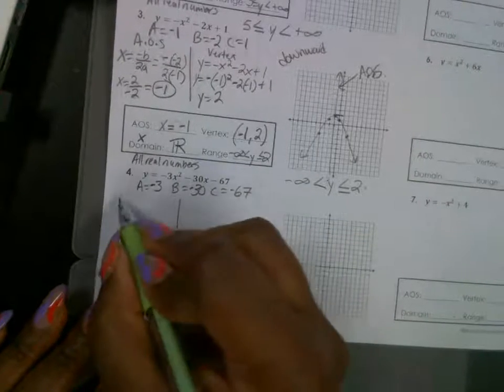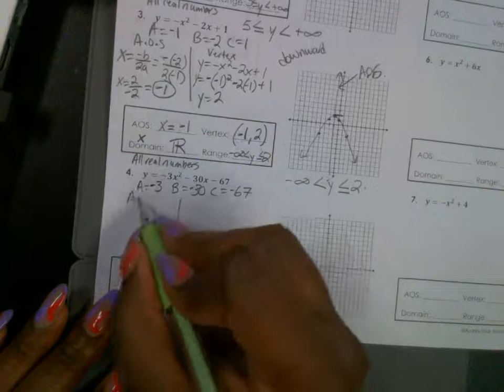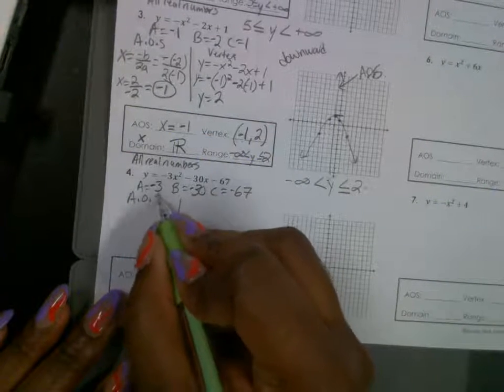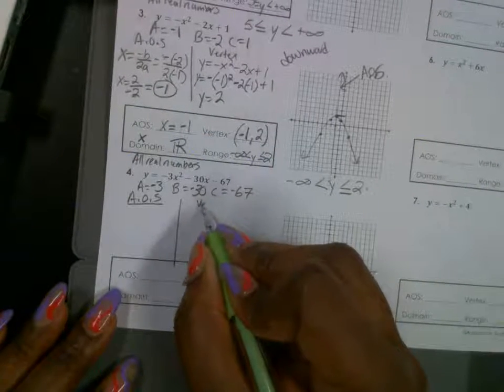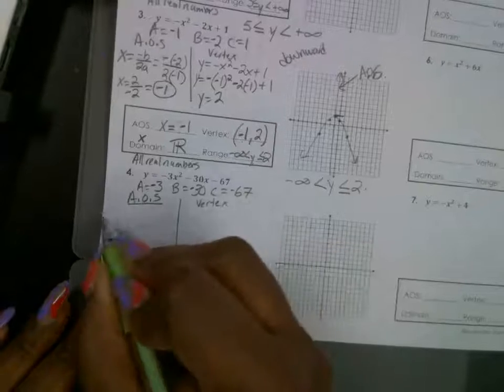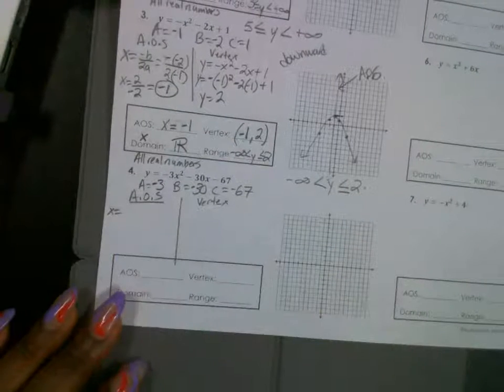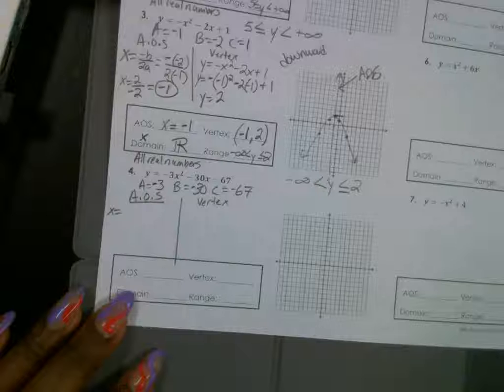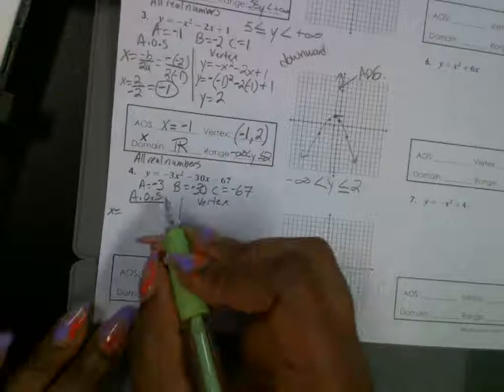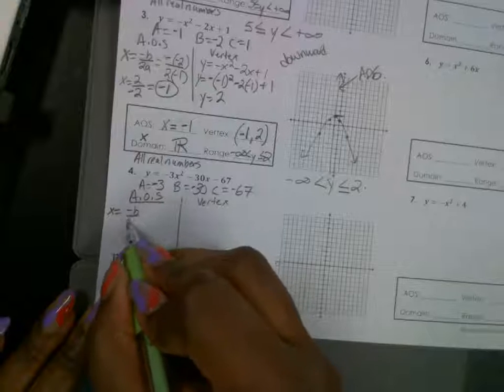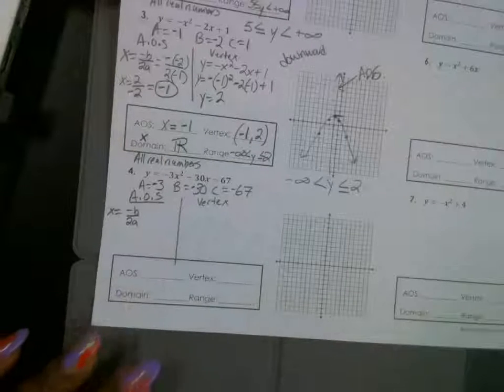Now I want you to write the formula for axis of symmetry. Do that on your own first. The formula for axis of symmetry, please. All right, what's the formula for axis of symmetry? -b/2a. All right, I want you to substitute and see if you can find axis of symmetry on your own.